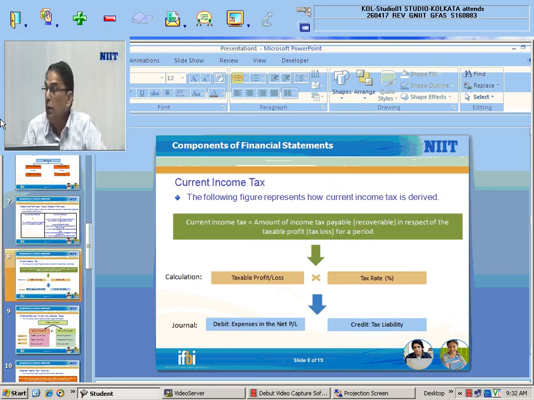So let's look at how current income tax is derived. Current income tax is the amount of income tax payable or recoverable in respect of the taxable profit or tax loss for a period. So from the accounting profit and loss, you have to arrive at what is called the taxable profit and loss, and apply the tax rate. How will you journalize it? We journalize it by debit expenses in the net P&L and credit the tax liability.